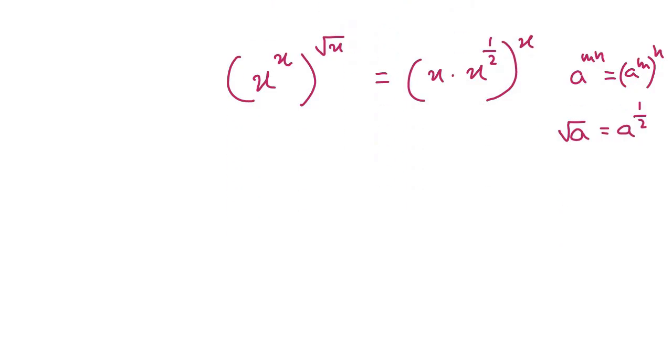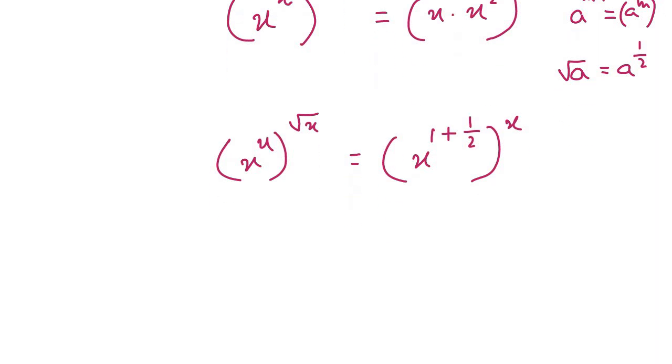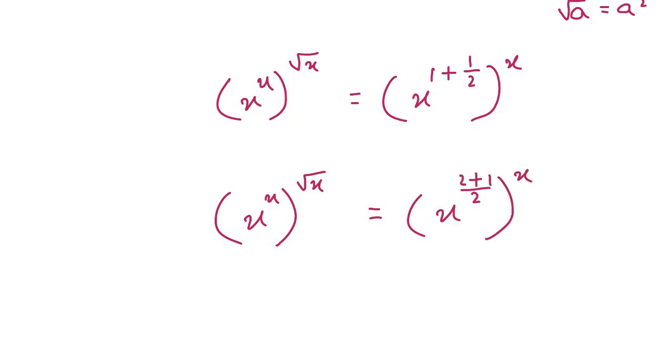Now we can write x to the power x whole to the power square root of x equals, we can simplify and write x to the power 1 plus half whole to the power x. Then we can write x to the power x whole to the power square root of x equals x to the power 2 plus 1 by 2 whole to the power x.